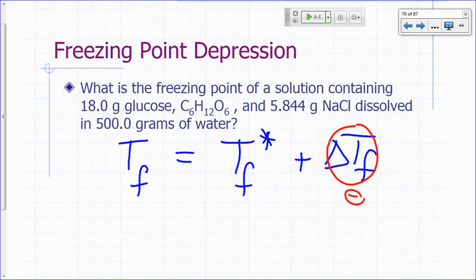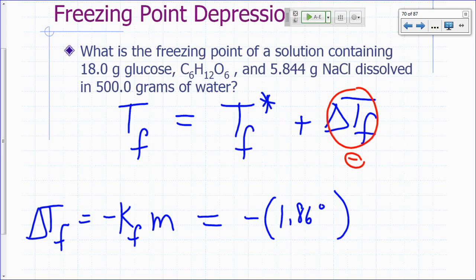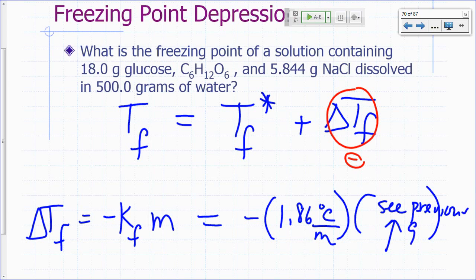Okay, so let's calculate delta TF. How would you calculate delta TF? It's minus K sub F times molality. And in the case of water, K sub F for water is 1.86 degrees per molal. That's the cryoscopic constant for water. And this molality, you just see the previous slides. See the previous question. It's the same problem we have. We have basically the same solution, 18 grams of glucose and 5.844 grams of sodium chloride.